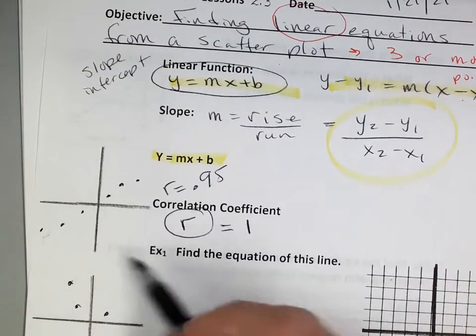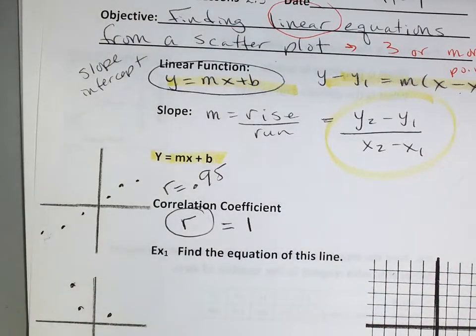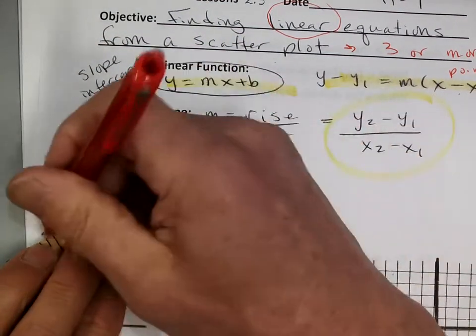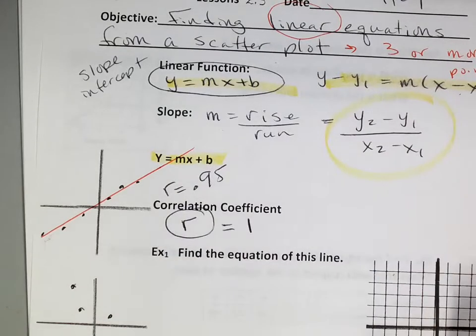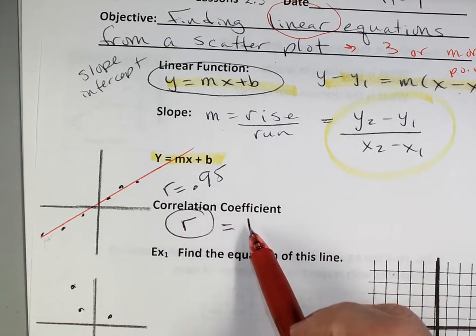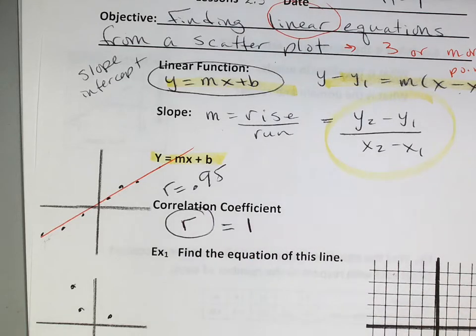It's close to 1, but it doesn't line up perfectly. If I try and draw a line in here, it doesn't hit all the points. Close. So I'm going to say R is maybe 0.9 or 0.95. That's just a guess. A perfect correlation coefficient of 1 is if they're all perfectly straight.